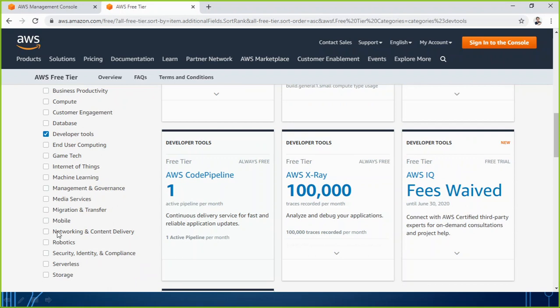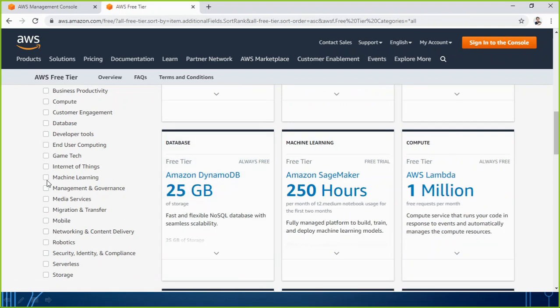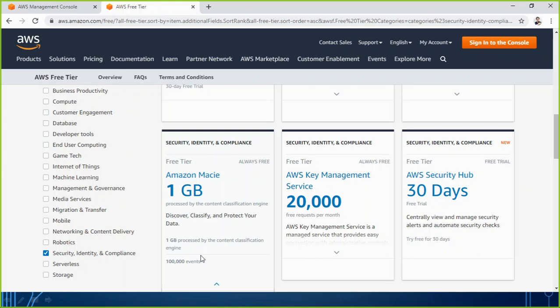This way you can categorize, you can go for a specific product and it will give you the details related to, for example, security, identity and compliance. If I go there, you see here Amazon Macie, discover, classify and protect your data, you will be getting always free up to 1 GB. AWS Key Management Service, you will be getting 20,000 free requests per month.